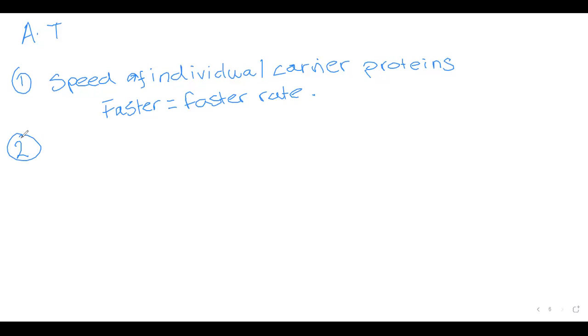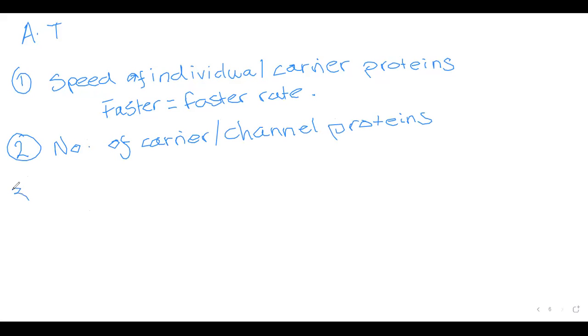Second thing is our number of carrier proteins or channel proteins. Exactly the same issue as when we were talking about carrier channel proteins in facilitated diffusion. Once all of them are used up, active transport cannot increase. So the more of them we have, the faster active transport can take place.